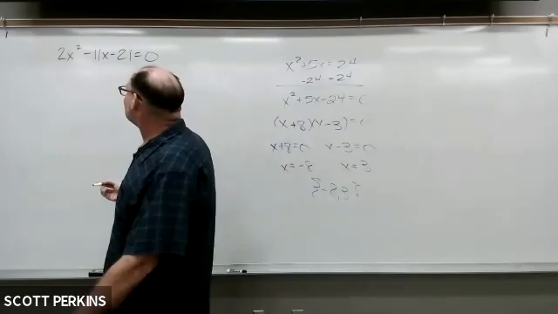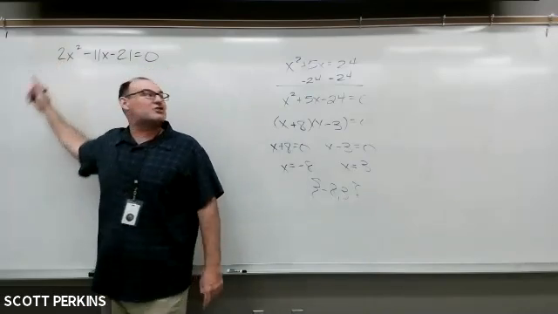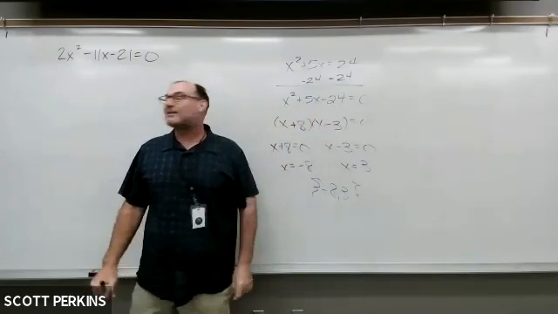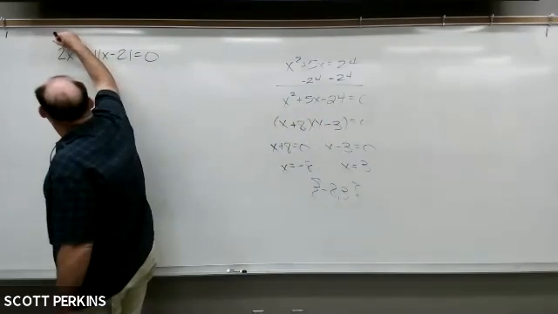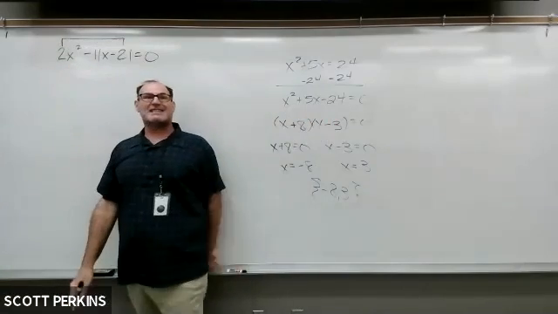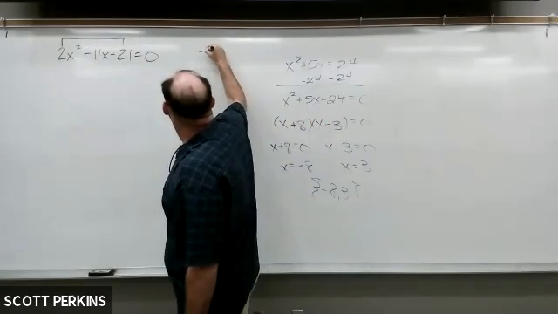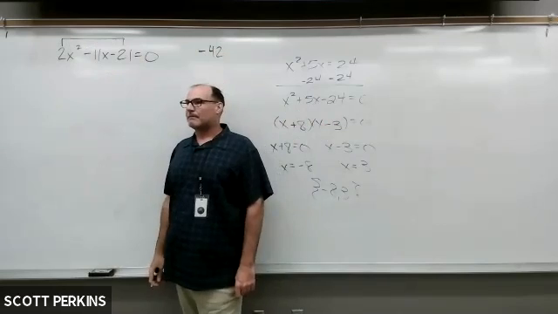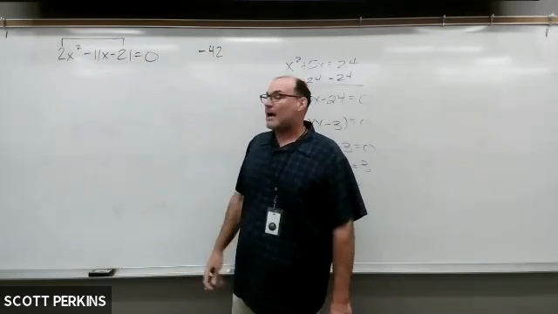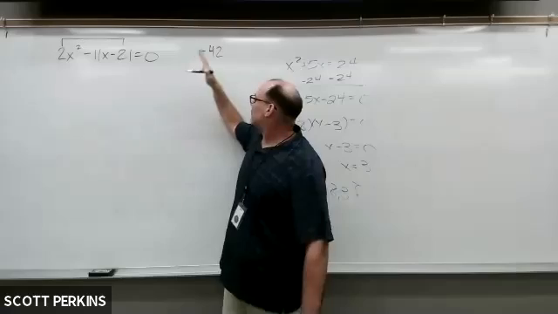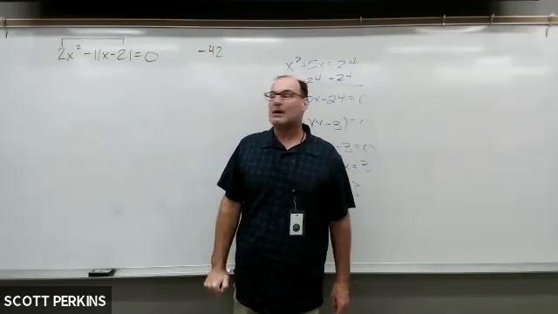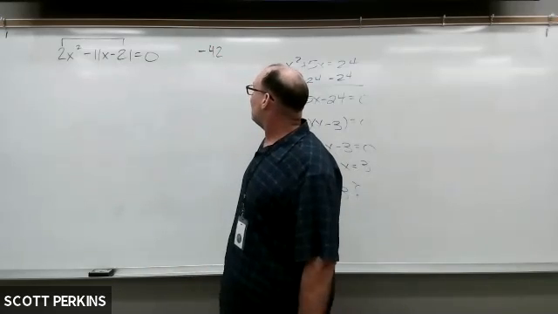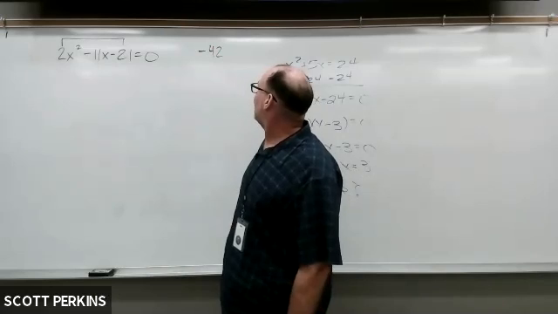And what the AC method says is this: I've got to take into account now this 2. I can't just put the factors of the last number here because that 2 is going to affect things. So here's what I need to do. I need to say 2 times negative 21. That's the A times the C. 2 times negative 21 is negative 42. Now that's the number I need to figure out. What factors of negative 42 are going to add up to negative 11?